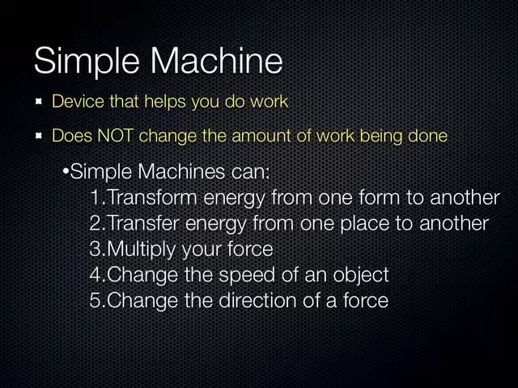And there's lots of types of simple machines that can do various things. They can transform energy from one form to another. They can transfer energy from one place to another. They multiply your force. They can change the speed of an object. They can change the direction of a force. They can do many things, but they do not allow you to do less work. And you'll see that clearly in a minute.